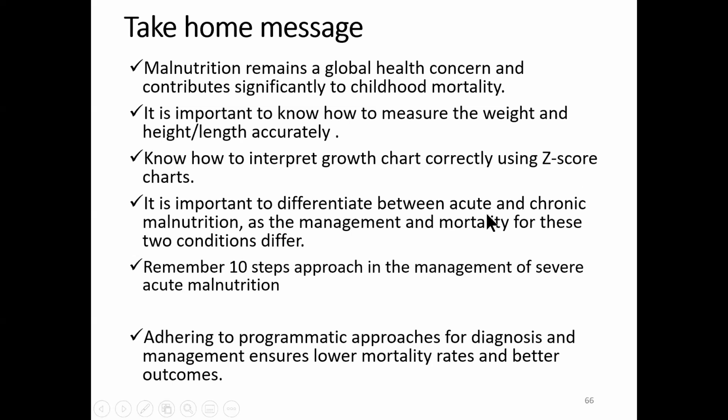And it's important to differentiate between acute and chronic malnutrition, as the management and mortality for these two conditions differ. And remember how to use the 10-step approach in the management of severe acute malnutrition. If you have the Essential Drug List for children, pediatrics, it has this done nicely in there. So just look at that, it will help you on how to go about it. And then also, you must adhere to the programmatic approaches for diagnosis and management to ensure lower mortality rates and better outcomes. So we hope from there you'll be able to save these vulnerable children with malnutrition, and if we do well, we can also prevent them from reaching this stage.